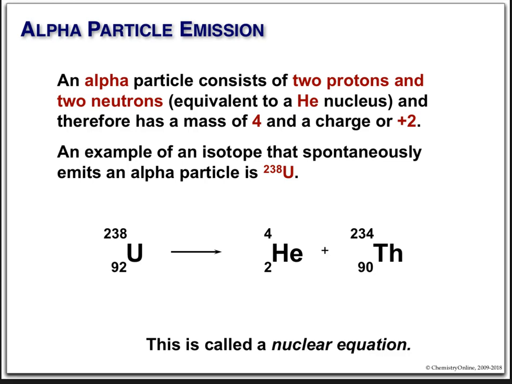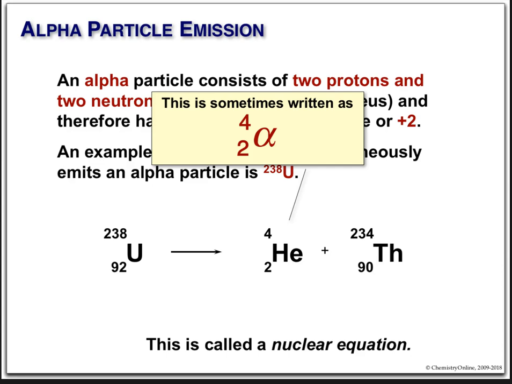Why does it do that? Because the atomic number is changing. We're losing 2 protons, so we go from 92 to 90, and we just made thorium. We also lose 2 neutrons, so the mass goes from 238 down to 234. Any questions? Most people will write this alpha particle this way. You will sometimes see it with the Greek letter alpha instead. Same thing. Any questions?